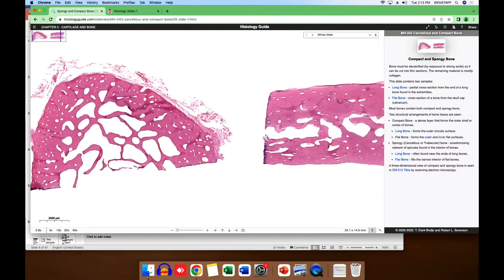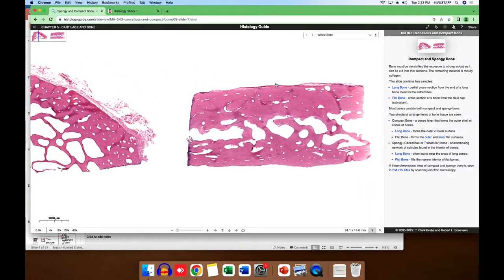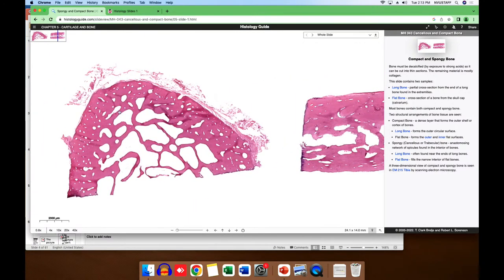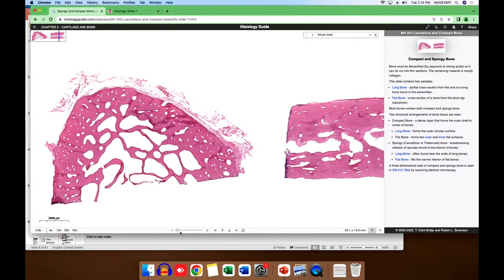The same, look, this is the flat bone. And here you can see two layers of compact bone, and between them is cancellous bone. So if we magnify this image, look, if it works, of course, I don't know about this internet.